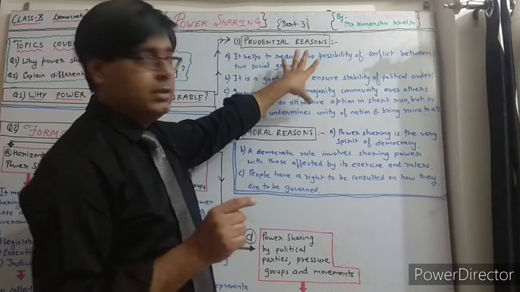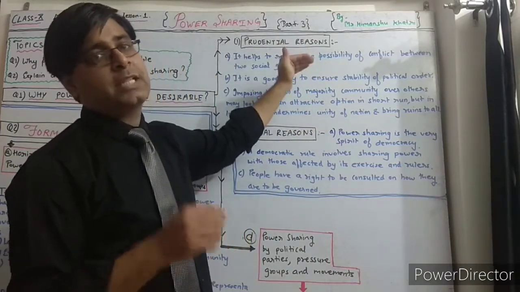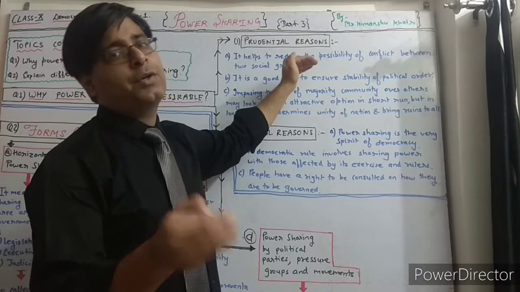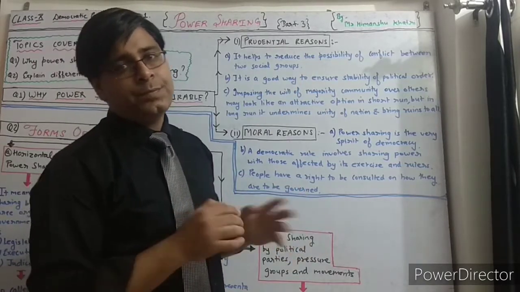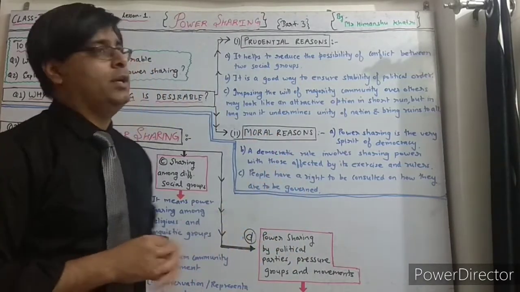So these are the three reasons. Now this question can also come for 3 marks. Explain the prudential reasons of power sharing. Okay? Understood? Now, second is moral.